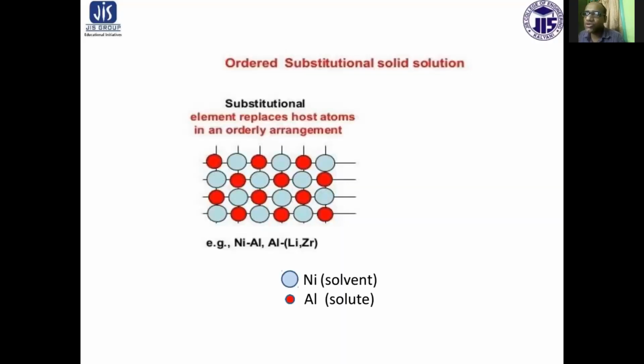These are shown in this figure. In this regular substitutional solid solution, for example, the substitute B atoms are in the A atom matrix as shown. The B atom here is aluminum, which is the solute, and nickel is the solvent, in order. So there is a definite order or regularity as shown in this figure.